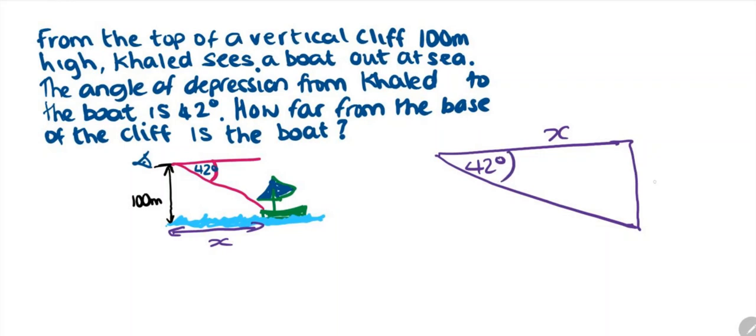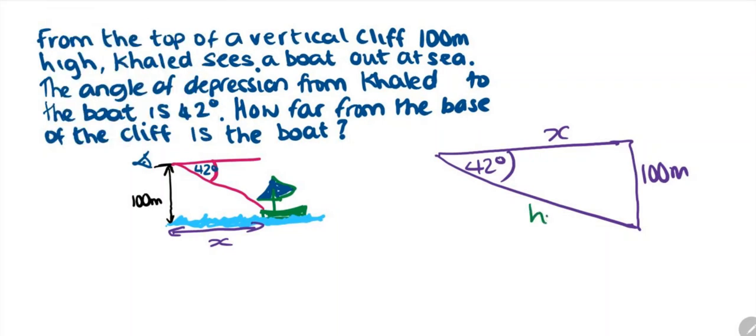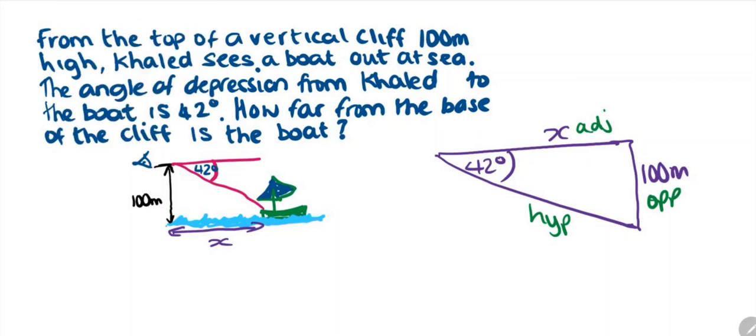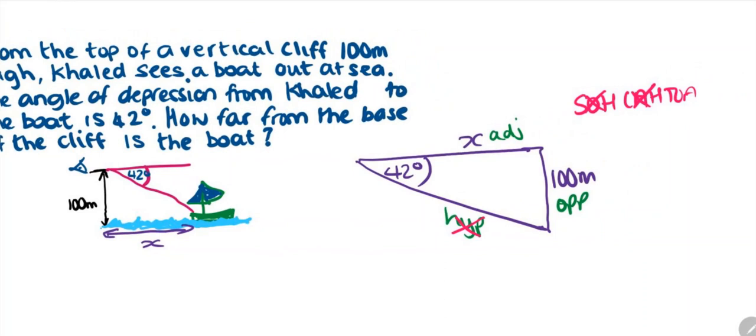So this is 42 degrees and the height is 100 meters. The first thing I'm going to do is label my triangle. So this is height, this is adjacent, and this is opposite. I'm going to eliminate the sides I don't need. I don't need height. So with SOHCAHTOA, I don't need anything with an H. So I'm going to use tangent.